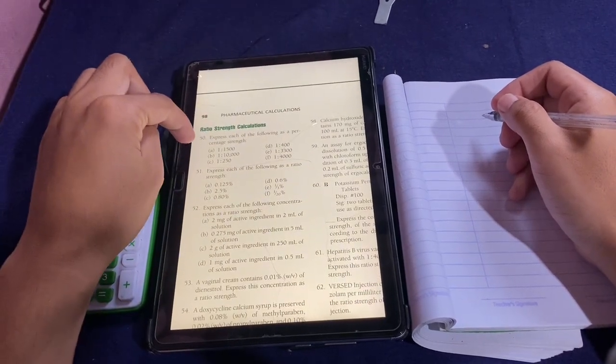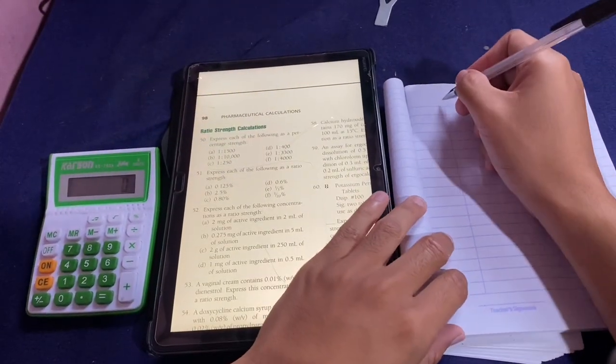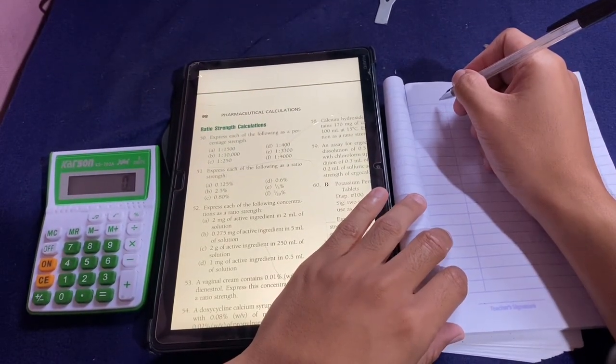Today I will discuss the ratio strength calculations. So mag-start tayo with number 50. Mag-solve tayo ng mga problems. Sabi nga, express each of the following as percentage strength.